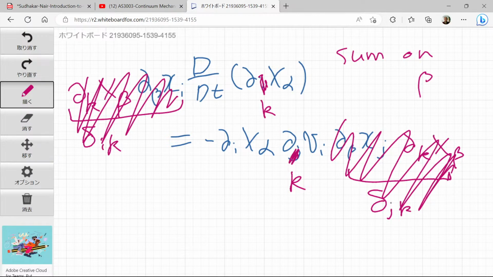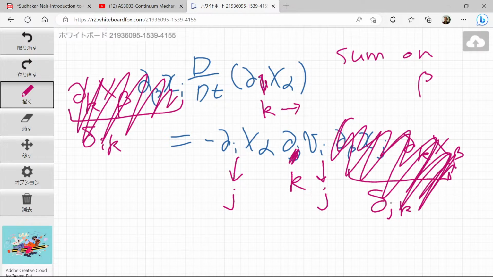We first want to change i to j. Here we want to change this i to j and this i to j. This is okay because this is for summation, and j is not used any other place. So then we change k to i.